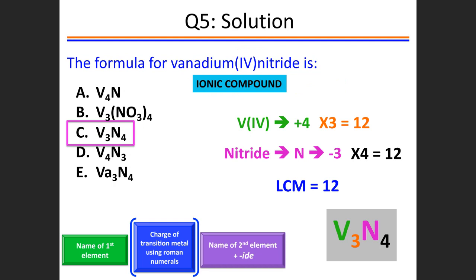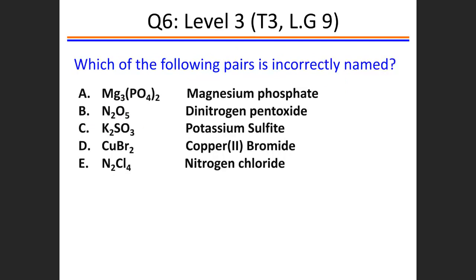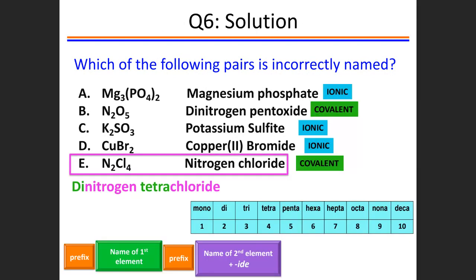Here is another one we saw. Which of the following pairs is incorrectly named? Magnesium phosphate, dinitrogen pentoxide, potassium sulfide, cupric or copper(II) bromide, dinitrogen tetrachloride. So this one, I think, is the correct answer. Yeah.